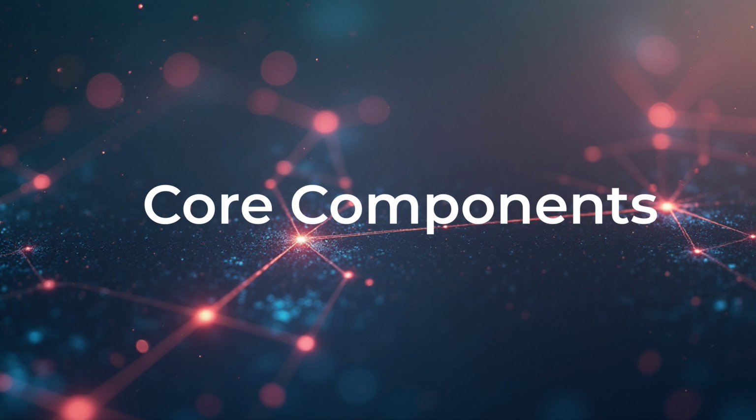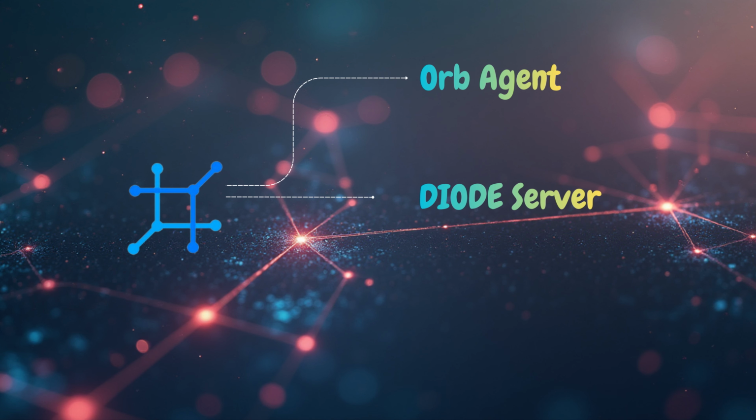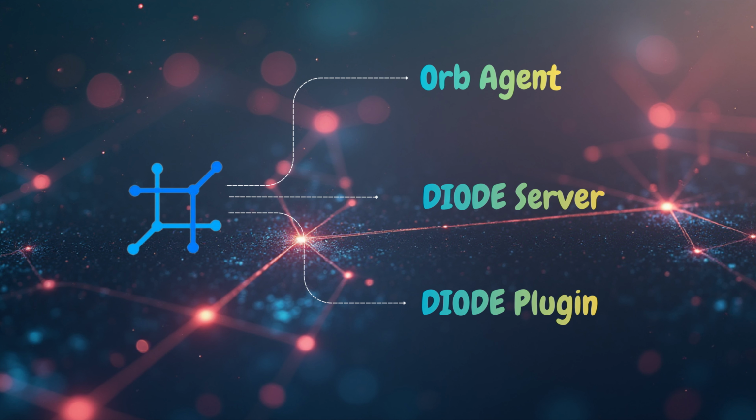Alright, let's understand the big picture and see how this auto discovery solution is tied together. So there are three main components here. First, we have the ORB agent, which handles the discovery part. Then we have something called the DIODE server, which acts as a middleman. And the third and final piece is the DIODE plugin, which is the UI that runs inside NetBox.